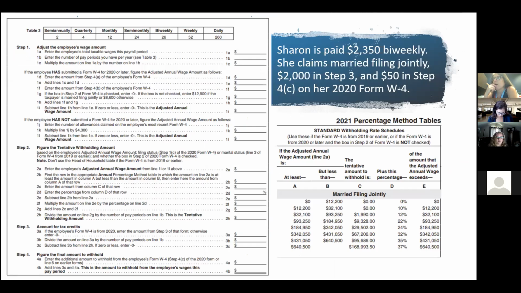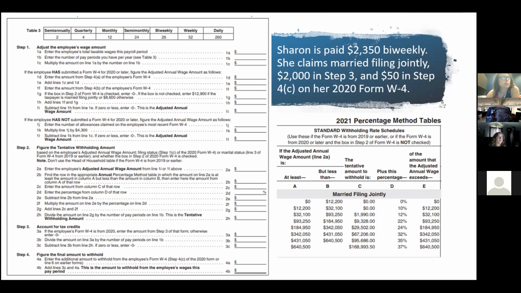So that being said, let's jump right in and do an example together. Sharon is paid $2,350 bi-weekly. She claims married, filing jointly, and $2,000 in step 3 and $50 in step 4C on her 2020 Form W-4. So in that statement, they've given us everything that we need to be able to complete this worksheet and figure out her taxes that we're going to withhold for federal taxes using the percentage method.